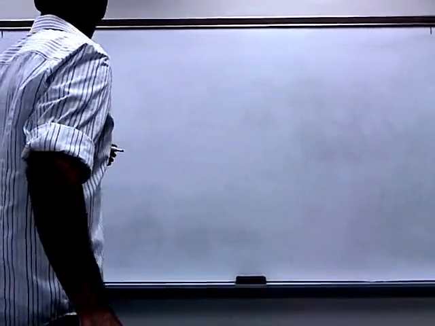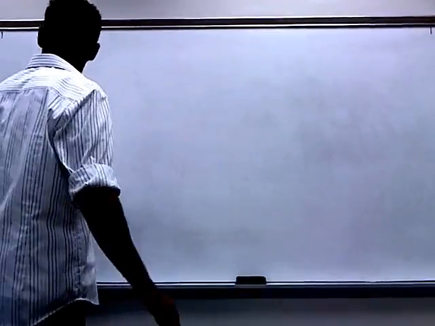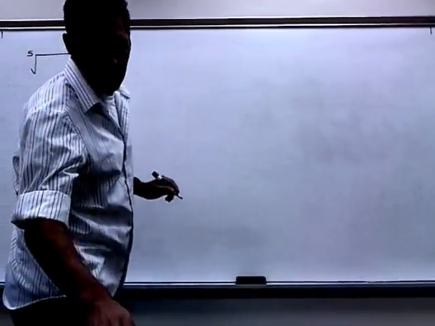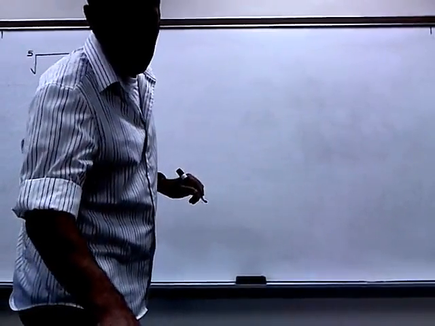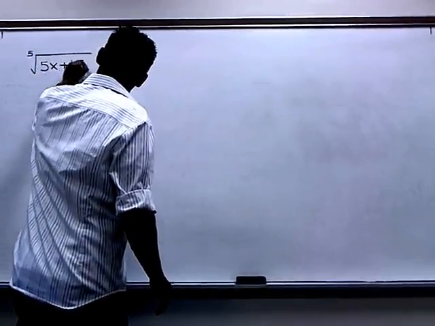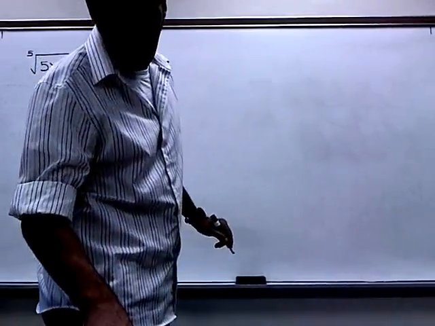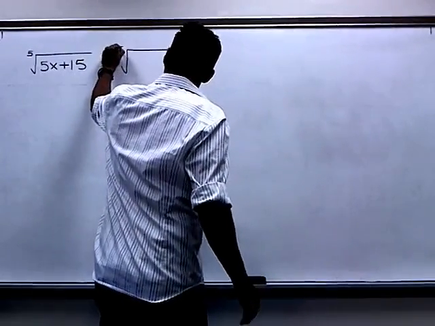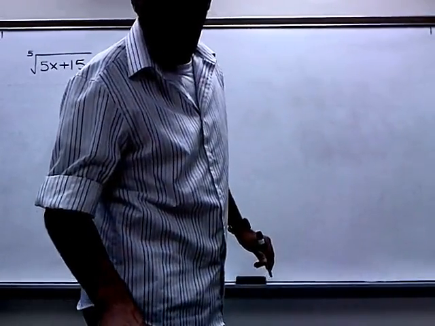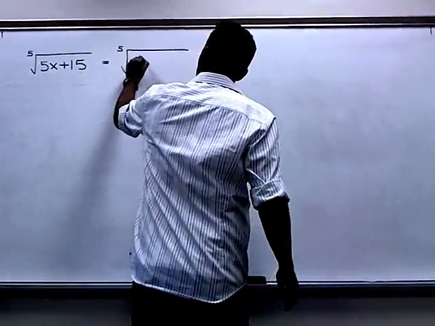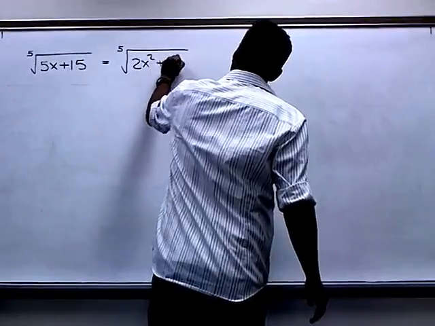Okay, so we have the fifth root of 5x plus 15. I had a feeling someone would ask about this one. Yeah, because I got stuck on that part where you can't do the AC method. Okay. Equals the fifth root of 2x squared plus 12. This is a good problem.